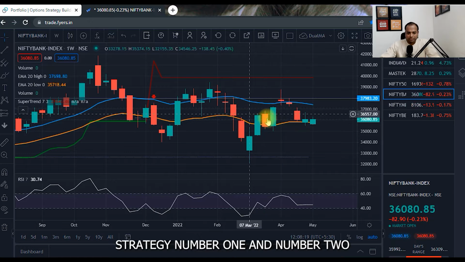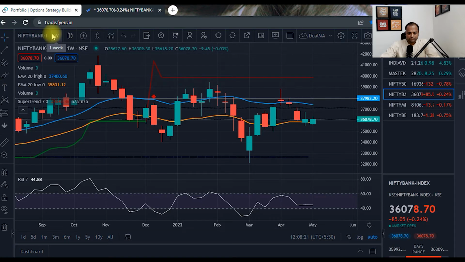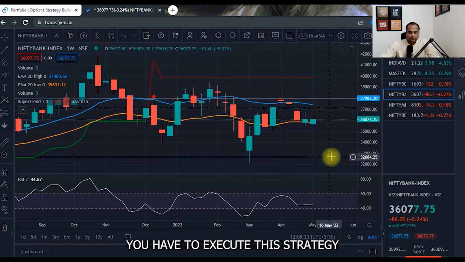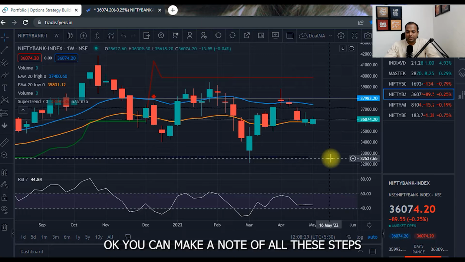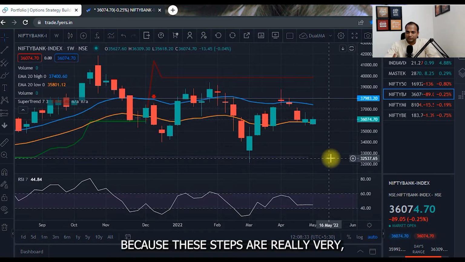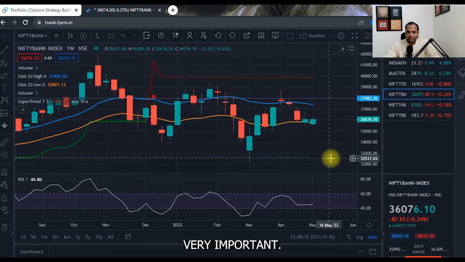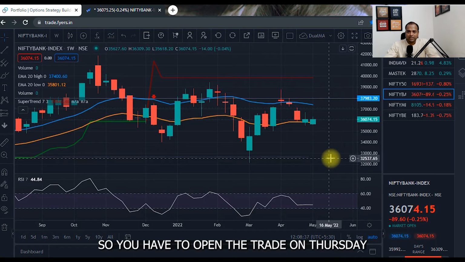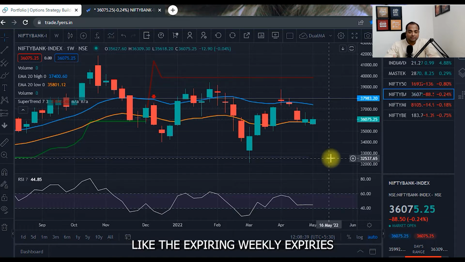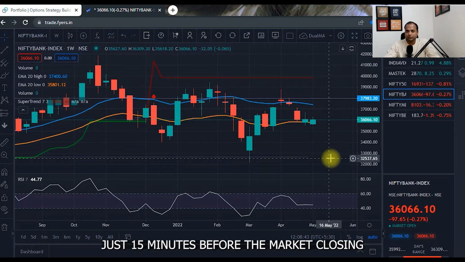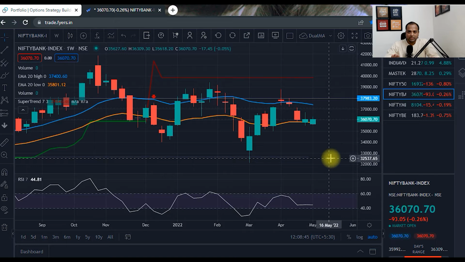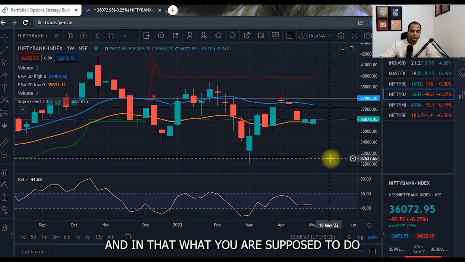Number one. Now number two, you have to execute this strategy on Thursday at 3:15 p.m. You can make a note of all these steps because these steps are really very important. So you have to open the trade on Thursday, the weekly expiry day, at 3:15 p.m., just 15 minutes before the market closing. And in that, let me tell you what you are supposed to do.